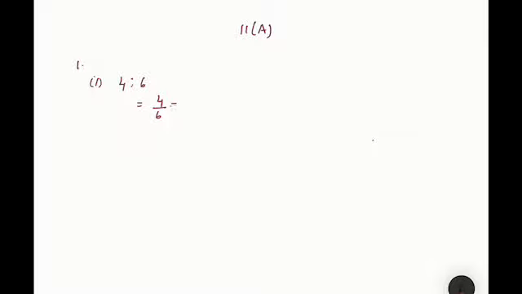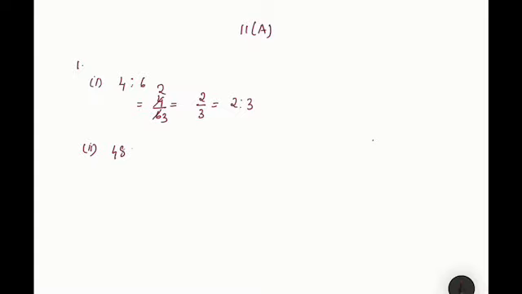4 by 6. So 2 2s are 4, 2 3s are 6. It's similar to the previous example question. I have done it for you. 2 by 3. So simplest form. Let me write it as 2:3. This is how you write. Okay. Now the second and third, you have similar ones. You can directly do that. But I'll do the second question also for you.